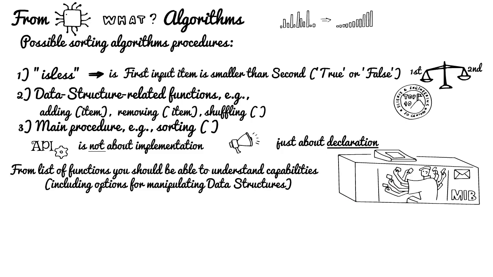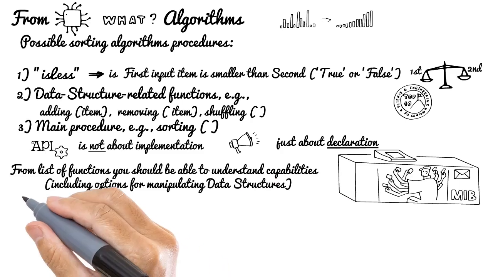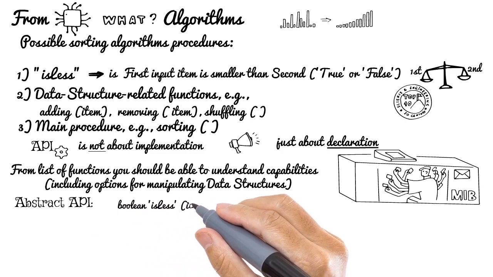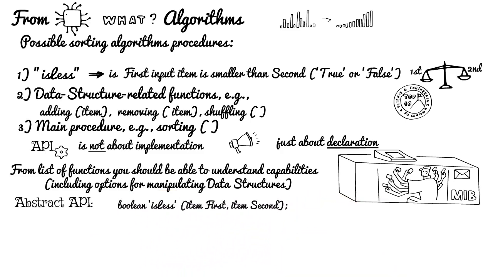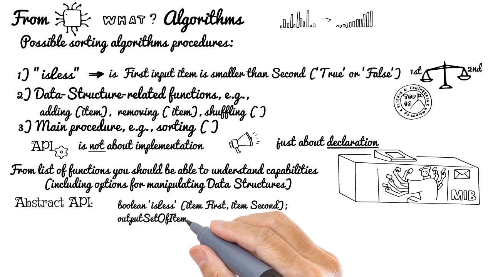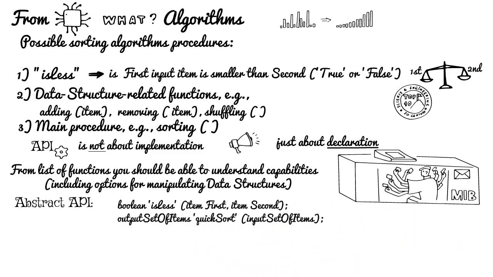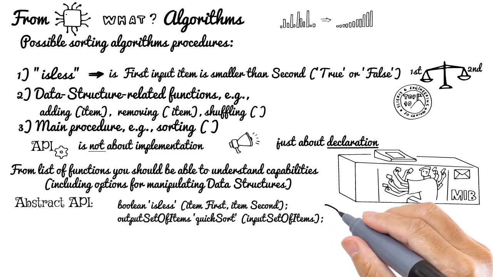Our small API for the quicksort algorithm can contain two procedures in its abstract API. Boolean isLess, item first, item second. Output set of items, quicksort, input set of items. You also can guess that sometimes one procedure from the list can be used by another. There is no need to reinvent the wheel and implement element comparison inside the quicksort function, since we already have one.